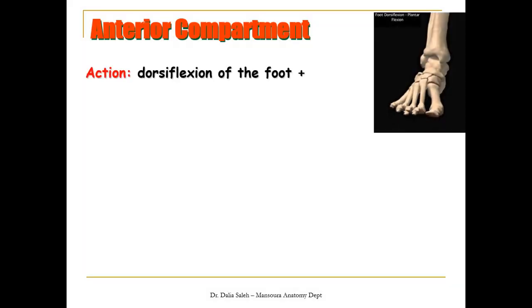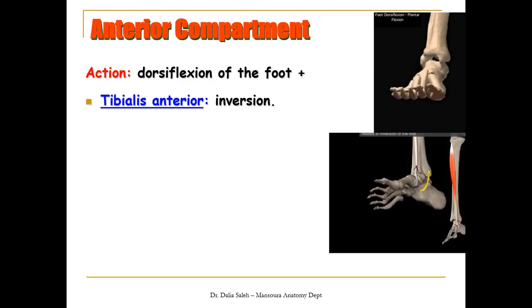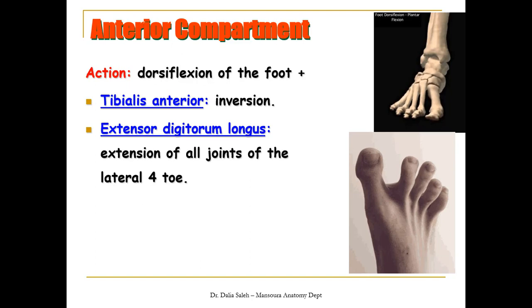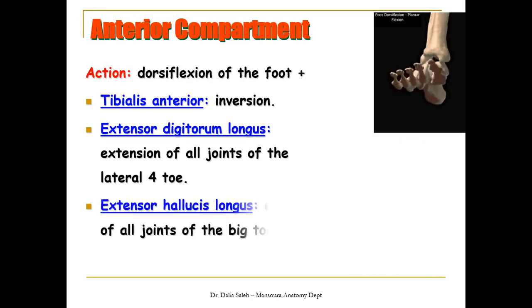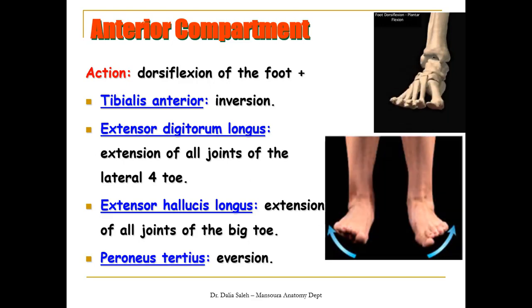For the action of these muscles, they dorsiflex the foot, since they pass in front of the ankle joint, so they all dorsiflex the foot at the ankle joint. Plus, the tibialis anterior is a powerful inverter of the foot at the subtalar joint. The extensor digitorum longus also extends all joints of the lateral 4 toes, or toes number 2 to 5. The extensor hallucis longus extends all joints of the big toe, while the peroneus tertius helps in eversion.